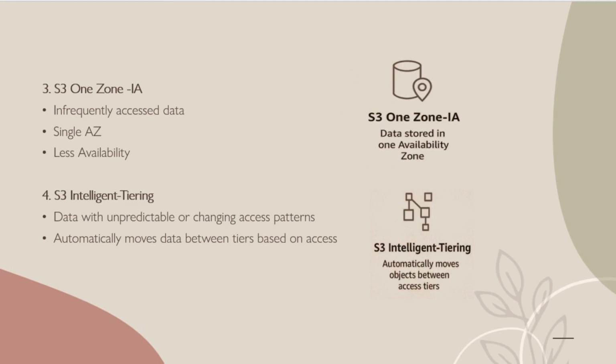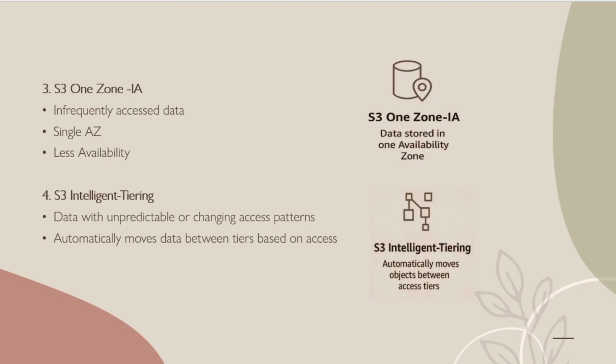The next one is One Zone Infrequent Access. If I use this storage class, S3 will store the data in only one availability zone, which means if that availability zone fails, we can't recover the data. That's why it provides less availability compared to Standard Infrequent Access, and the cost is also less compared to Standard Infrequent Access.